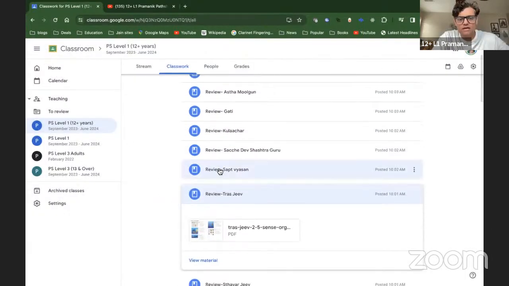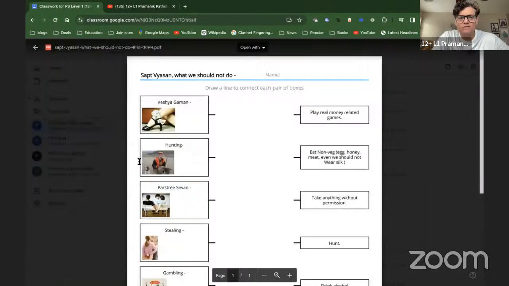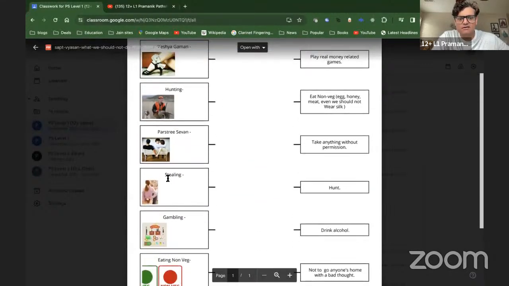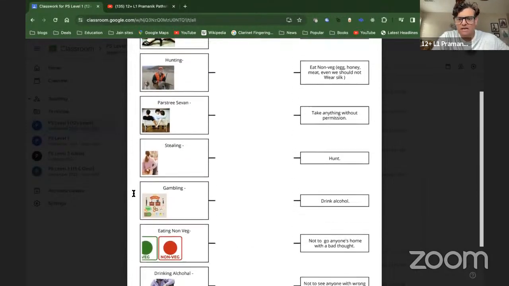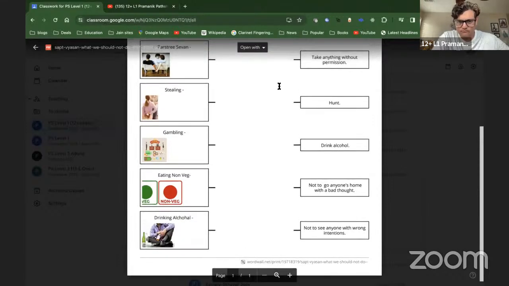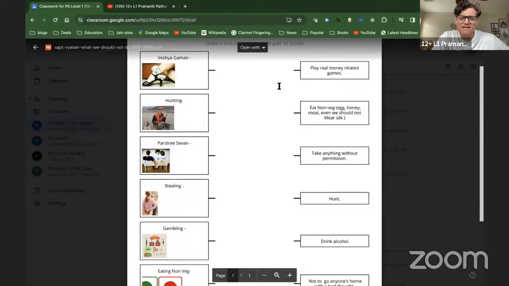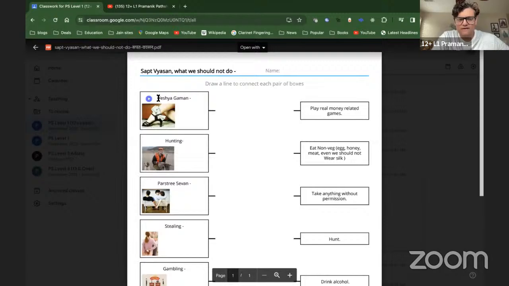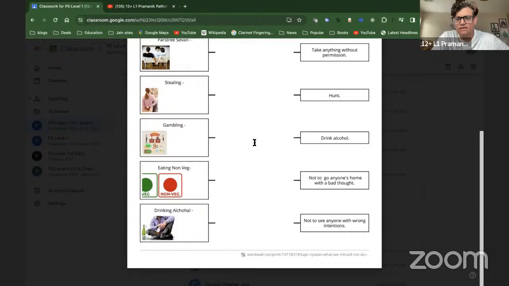So let's keep going. That's what we covered. Now let's go to the topic of Saptavyasan. Okay. So who is going to tell me? This is a match the following, okay? On one side you have the names of the Saptavyasan, and on the other side you have the sort of meaning of them. Some of them, I would not agree with their description, but that's okay. So first one is Vaishya Gaman. What is Vaishya Gaman? Can you connect it to the right meaning?